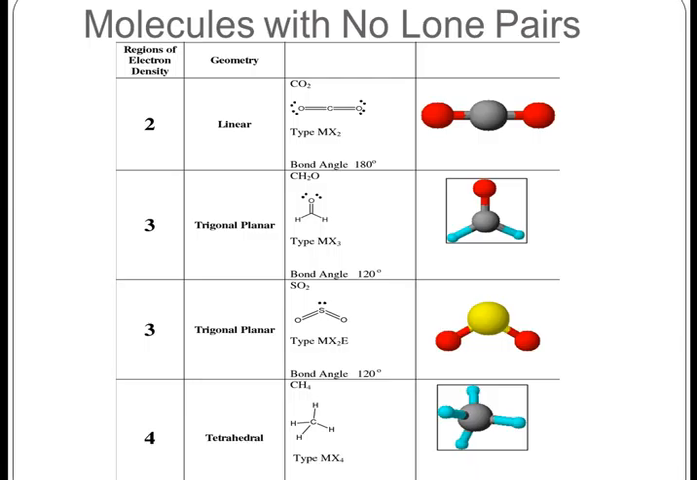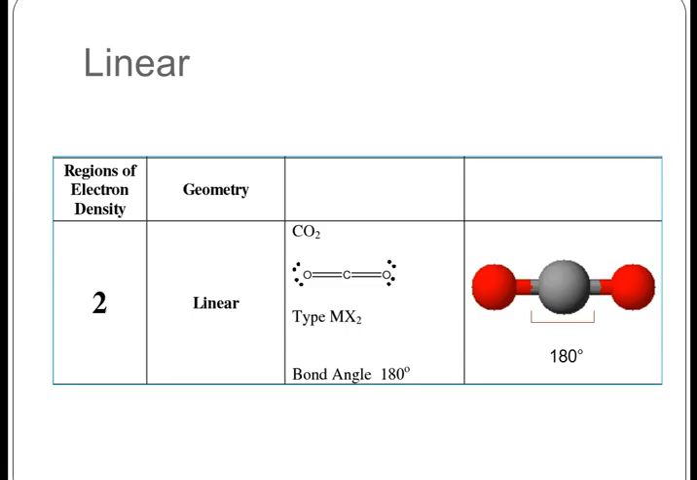So first of all, we're going to look at molecules that only have bonded electrons, bonded pair electrons. They don't have any lone pairs whatsoever. We'll go through these, and then we'll add in those lone pair electrons. All right, so we're going to look at these individually. The first one we're going to take a look at is linear.